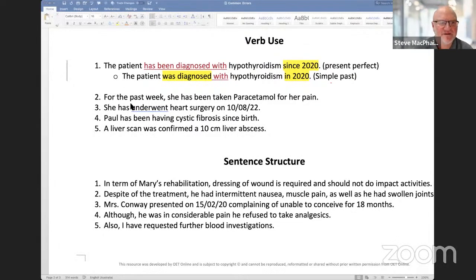Okay, number 2, for the past week, she has been taken paracetamol for her pain. For the past week, she has been taken. Ooh, that's not right, is it? For the past week, she has been taken. How do we fix it?